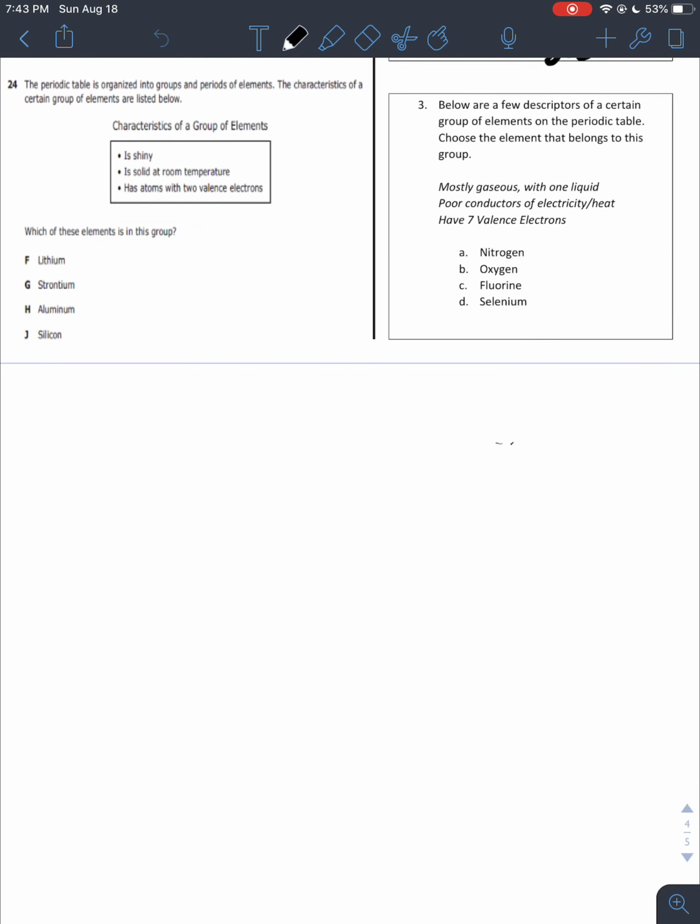The periodic table is organized into groups and periods of elements. The characteristics of certain groups of elements are listed below. My brain and your brain should start getting there. Immediately think group equals column. So I'm looking at a column. I'm trying to figure out something about a column here.